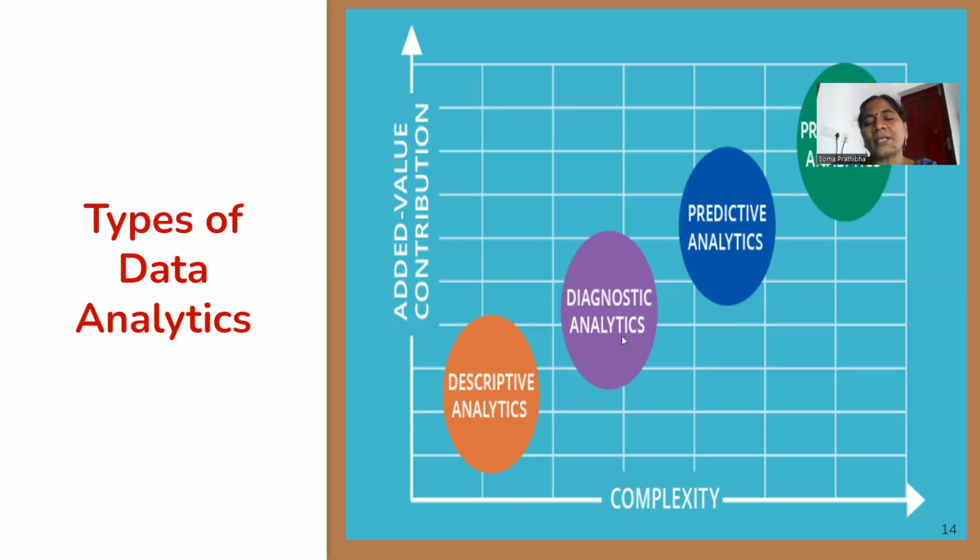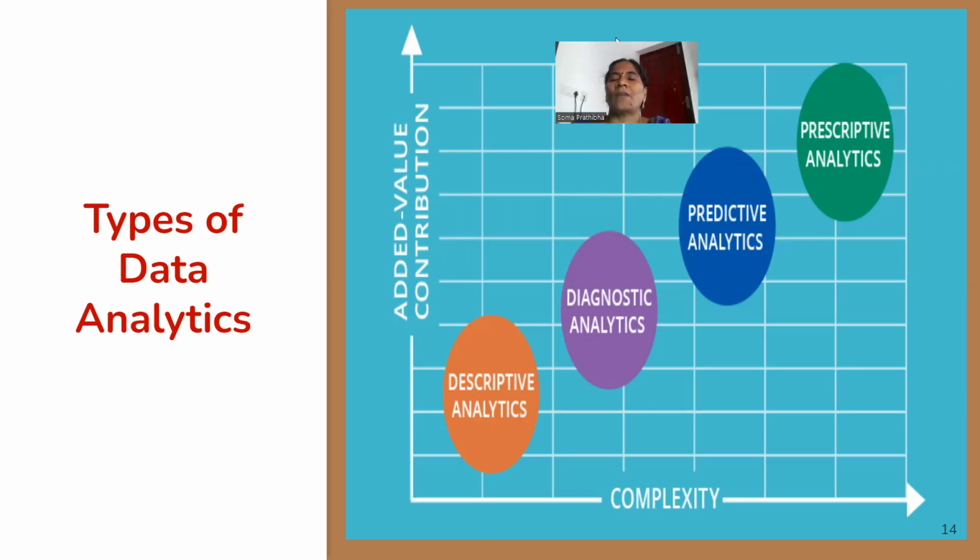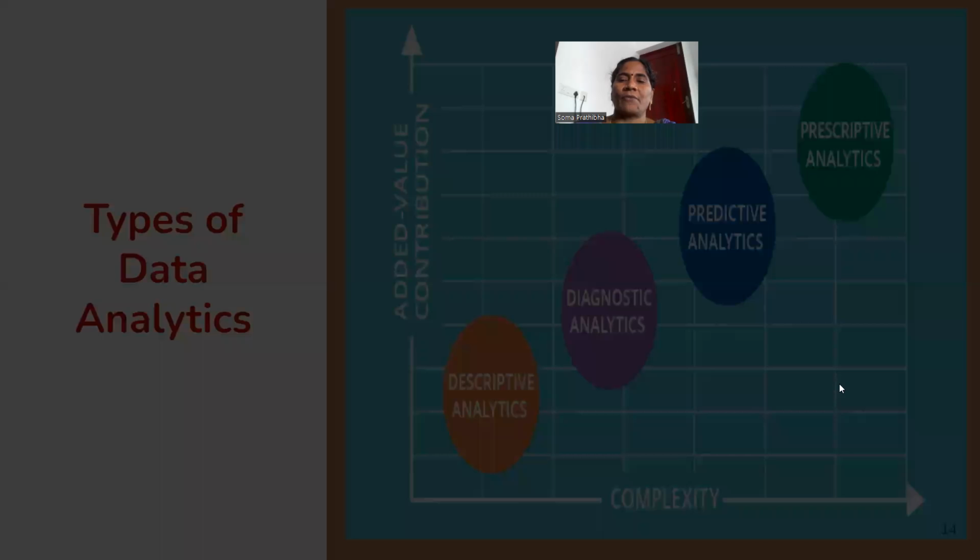Whereas if you move to diagnostic analytics, complexity increases and it adds more value. Similarly, predictive analytics has a higher complexity and adds more added value to your data model. And the highest is prescriptive analytics, wherein there is a lot of complexity in using this modeling, but at the same time it gives a lot of insights and additional information about your data. Next, we'll see them one by one.